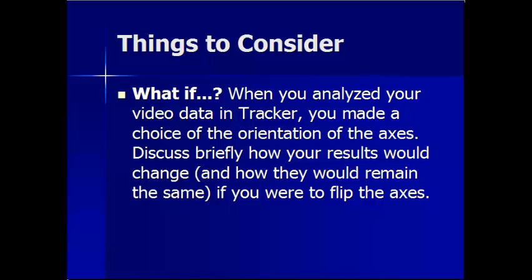When you analyzed your video data in Tracker, you made a choice of the orientation of the axes. Discuss briefly how your results would change and how they would remain the same if you were to flip the axes. If I were to flip my axes, all of the position points would have been negative. When I calculated the initial velocity, it would have been negative as well. This would cause the object in the computational model to move to the left instead of to the right. Other than the positions and velocities being negative, nothing else would change because the negative sign merely indicates direction. The magnitude of all my results would remain unchanged.